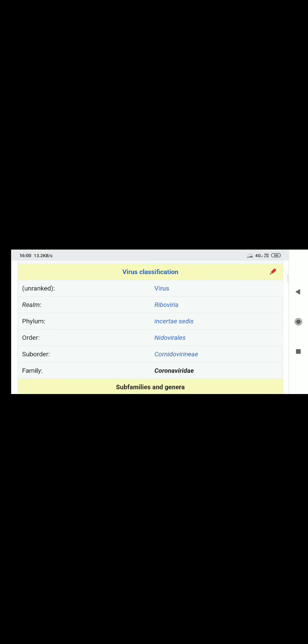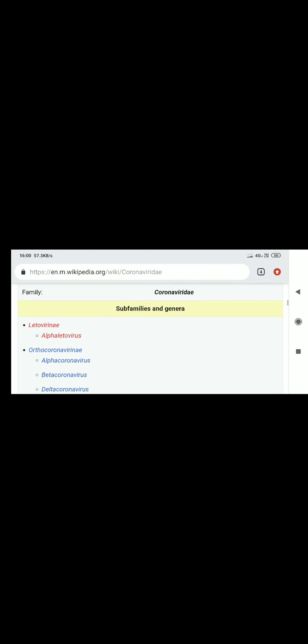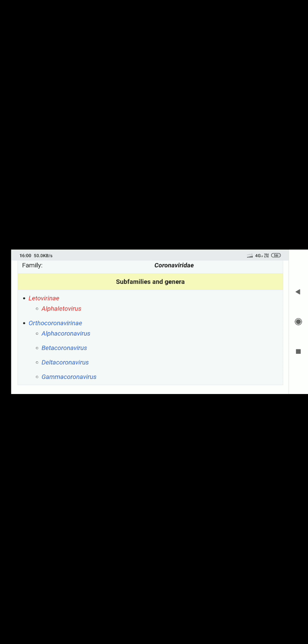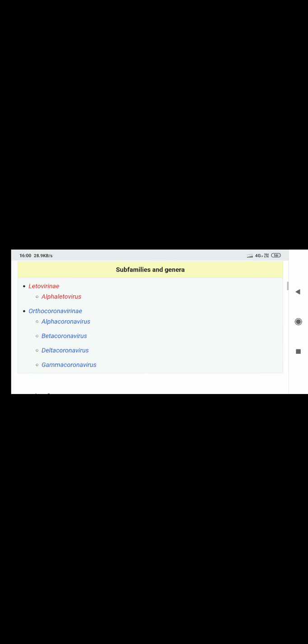These are the coronaviruses. These are the micrographs of those causing infectious bronchitis. We have seen this classification. So these are the subfamilies of the family Coronaviridae, Letovirinae and Orthocoronavirinae. We have already discussed the alpha, beta, delta, and gamma coronaviruses. We've had a look at them. So let's have a look at the structure of the coronavirus.